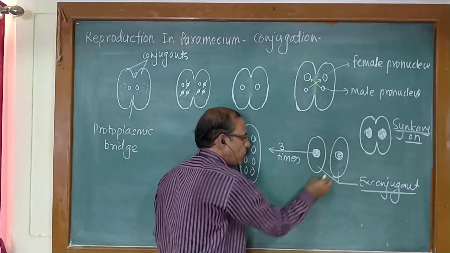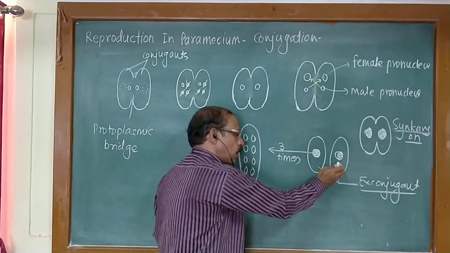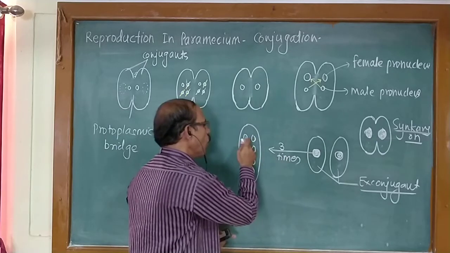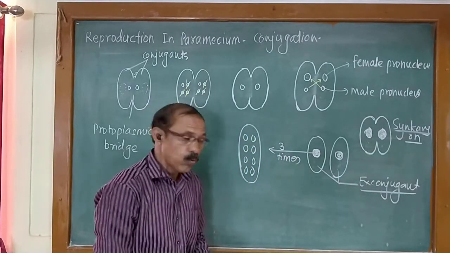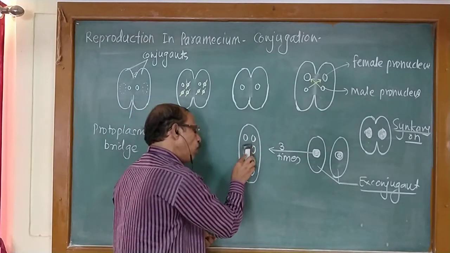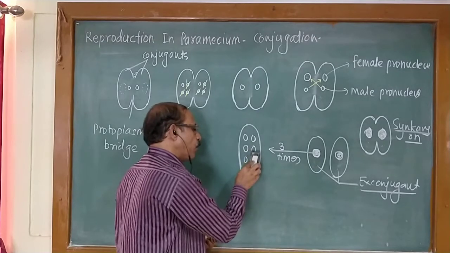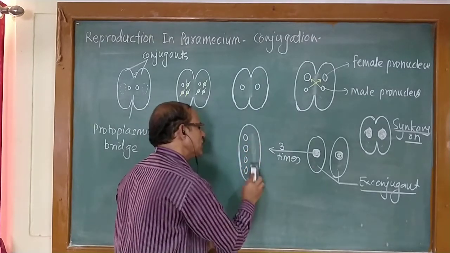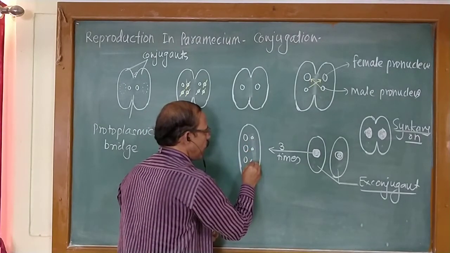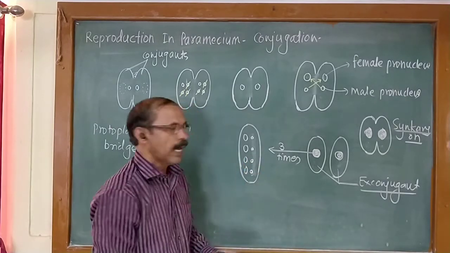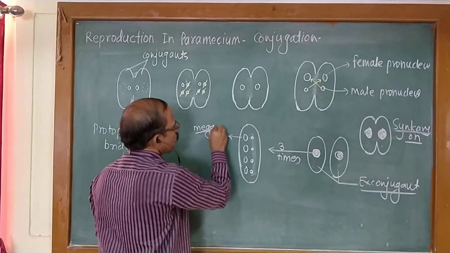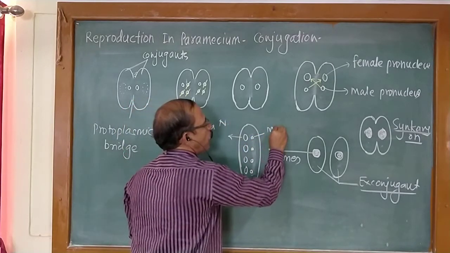This happens in this ex-conjugant also. I am going to discuss only one now. This also happens the same in this ex-conjugant. Means this synkaryon divides 3 times, forming 8 nuclei. Now this division is also unequal. So 4 nuclei become larger in size, and 4 nuclei become smaller in size. The larger one is called the meganucleus, and this one is called the micronucleus.